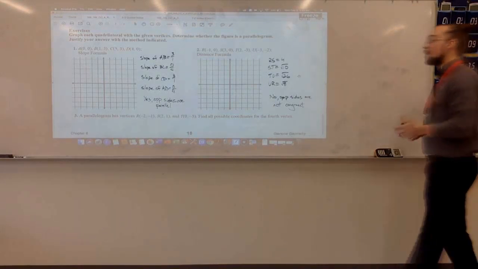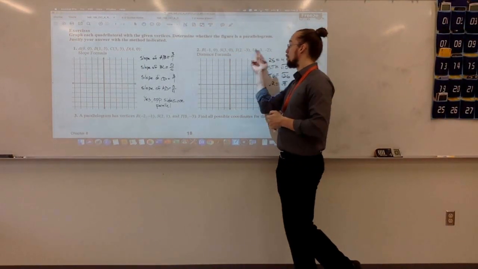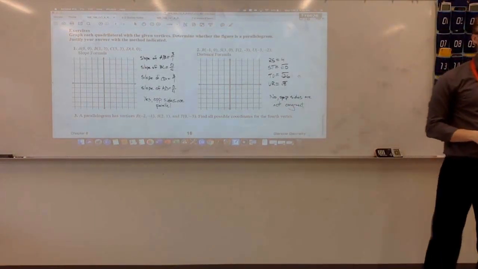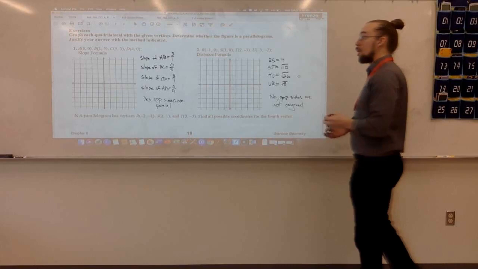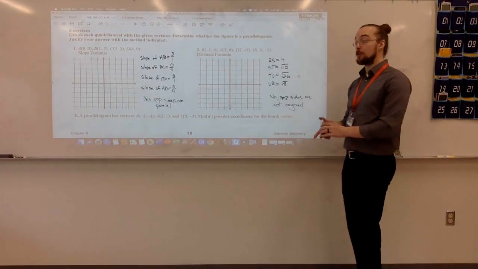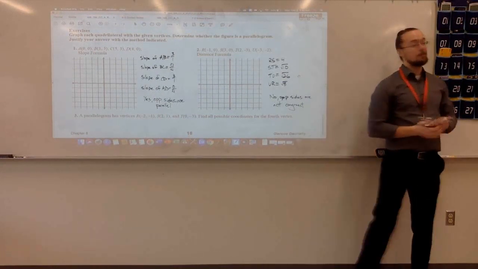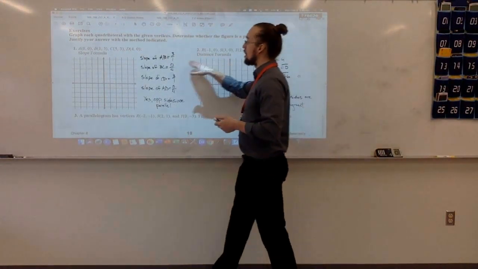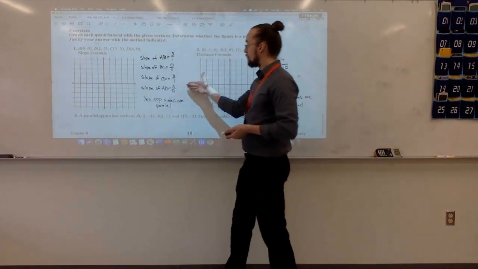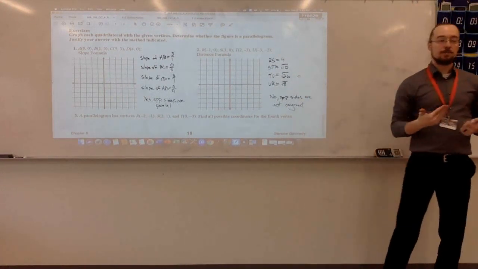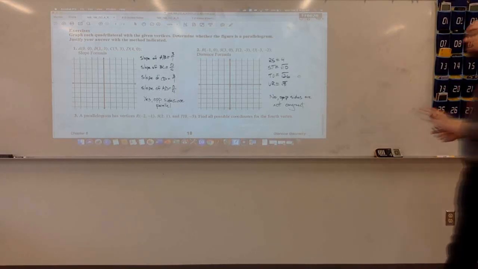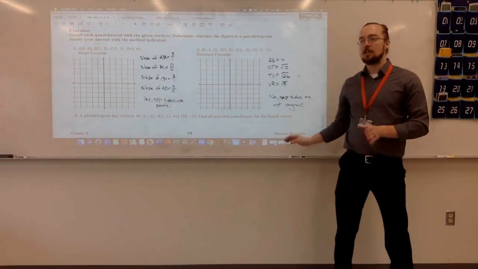Now, if you graph these 4 points, it's pretty obvious that this figure is not a parallelogram, right? But just saying it doesn't look like a parallelogram is not a legitimate answer. You've got to prove to me that it's not a parallelogram. In these types of questions, it's going to tell you how to prove that, either using slope or using distance, to prove that it is or is not a parallelogram. Any questions on that stuff?